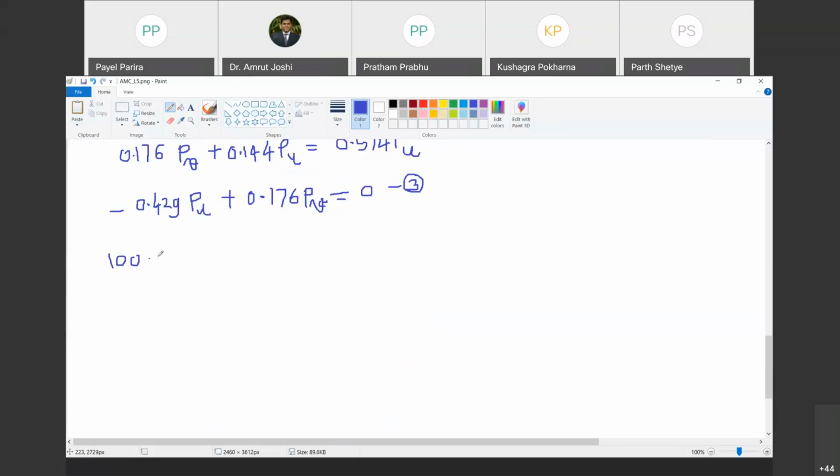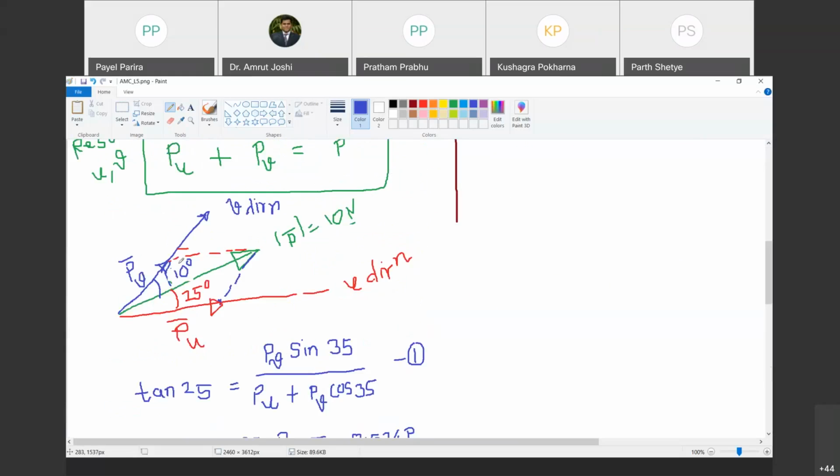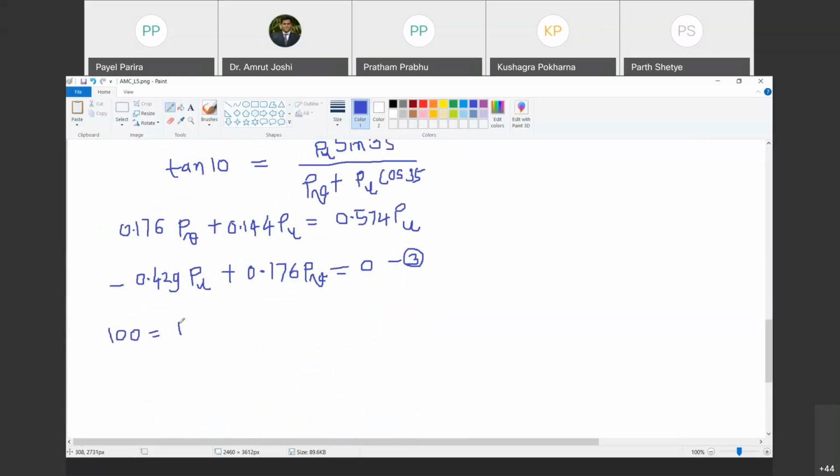100 equal to PU square plus PV square plus 2 PU PV cos 35 degree. Are you with me? Yes, sir. So this is the fourth equation.